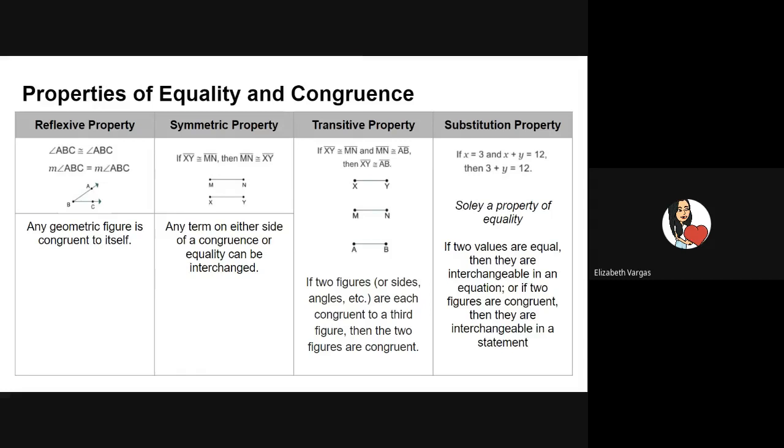Does anyone have any questions about any of these properties? And I know they take some practice, but any questions so far?